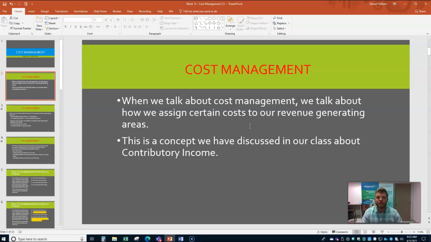When it comes to cost management, now we're looking at it a little bit more when and how to price some of your different revenue jobs. So how to price some of your rooms, or what kind of jobs that you should take and which ones can you say no to.